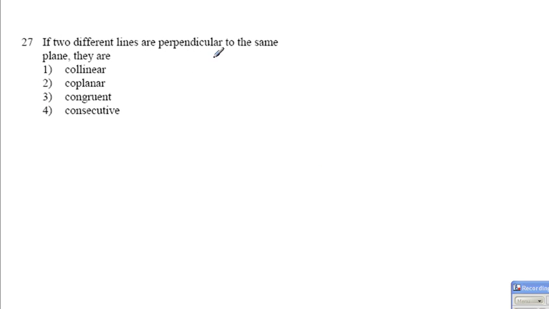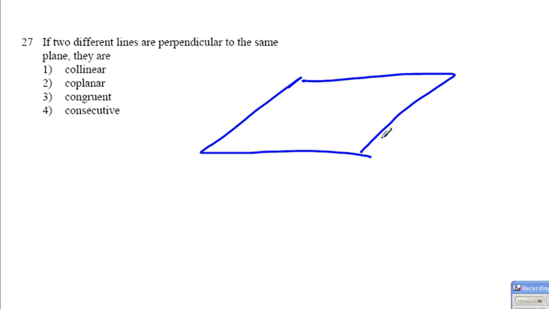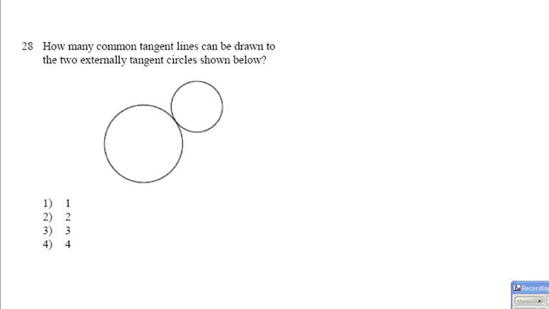The two different lines are perpendicular to the same plane. If we have a plane, and two different lines are perpendicular, one here, another here, that means they must be parallel. In other words, parallel lines are always coplanar, meaning these two lines can be placed in another plane. Alright, number 28. How many common tangent lines can be drawn?